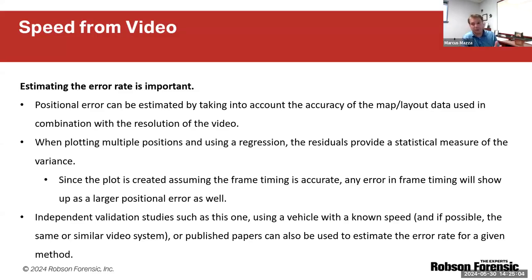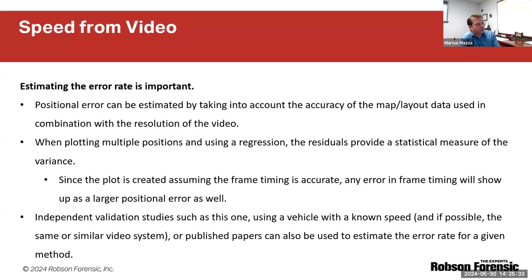Obviously, we also take into account how accurate the maps are that we used, and how accurate Google Earth is. We have some papers that provide that type of information for us. The second method is, when we have multiple points, as we did in this analysis, and we do a linear or otherwise a polynomial regression, we can use those residuals to provide an estimate of individual point error.